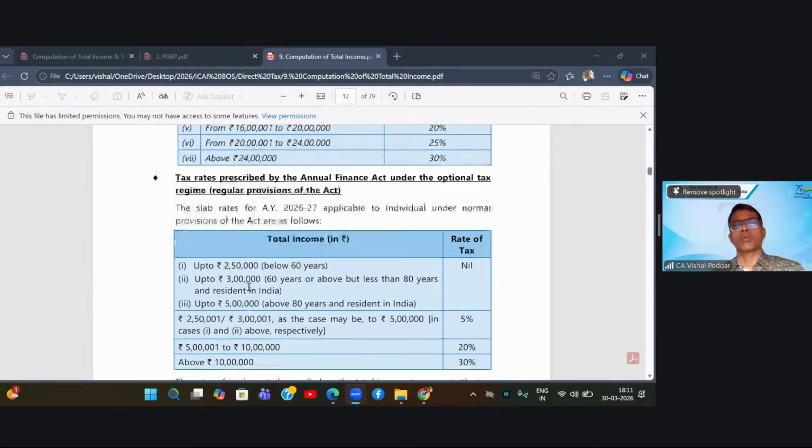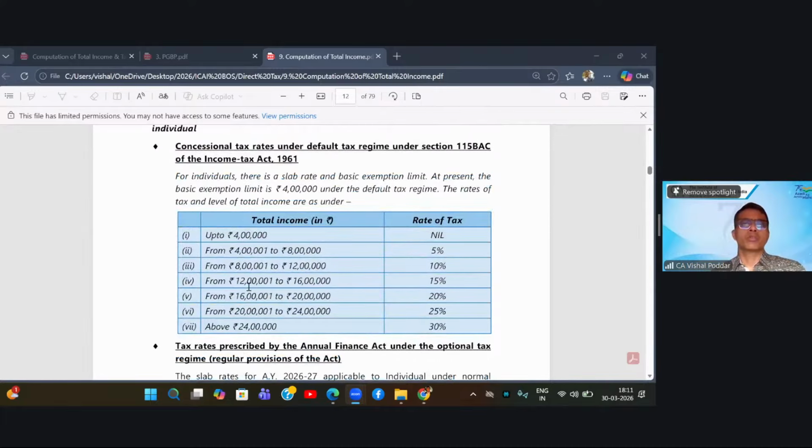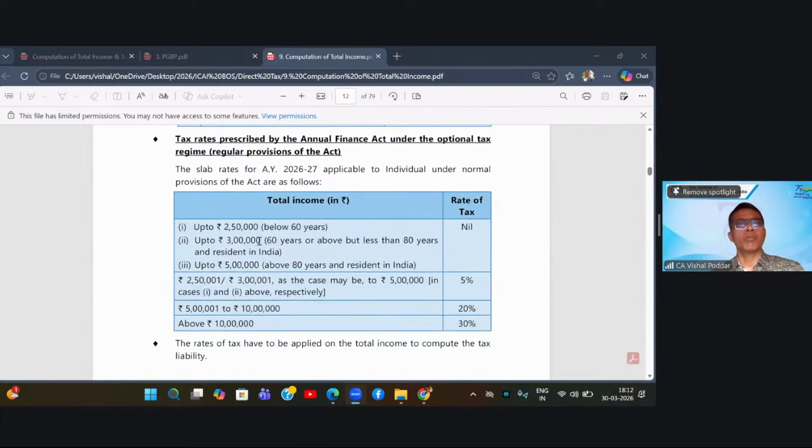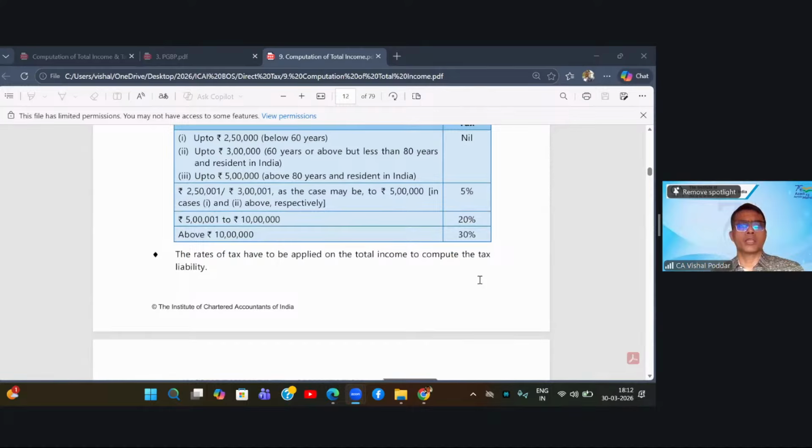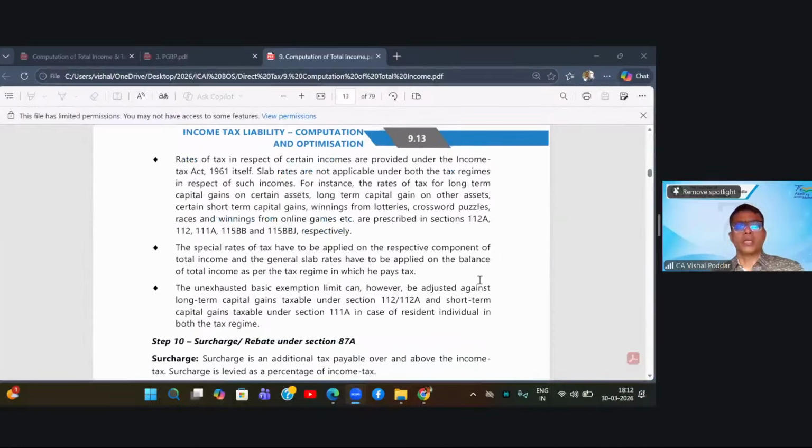What is important to note is that in the new scheme, there is no differentiation of basic exemption limit depending upon age. So irrespective of your age, whether you are senior or super senior, for everyone the exemption limit is 4 lakhs. However, in the old regime, there are 3 different possibilities and 3 different basic exemption limits. Thereafter, beyond 2.5 up to 5 lakhs, the tax rate is 5%. Then from 5 to 10, the tax rate directly jumps to 20%, and above 10, it is 30%. So these are the tax rates.